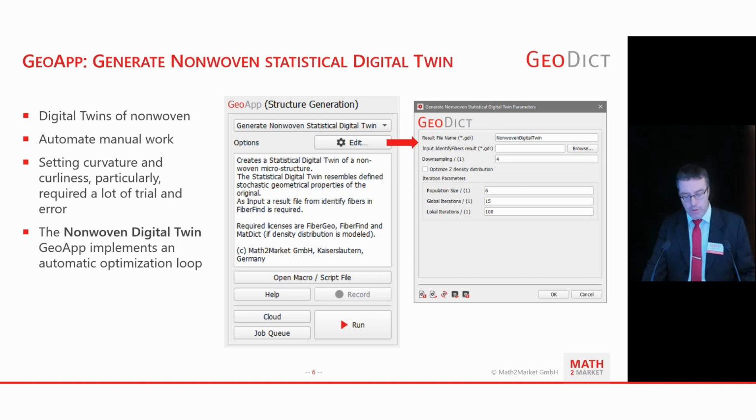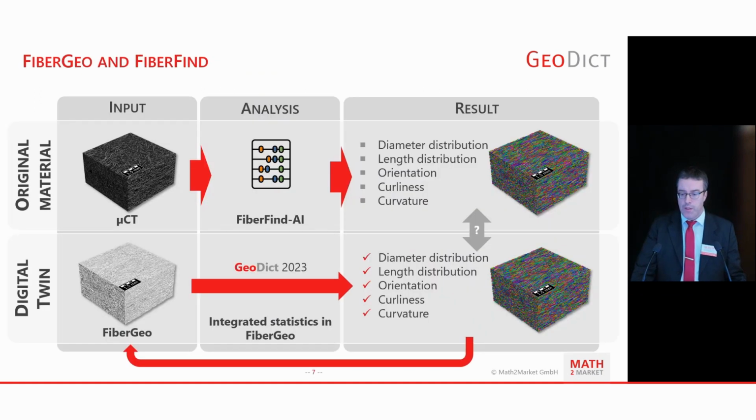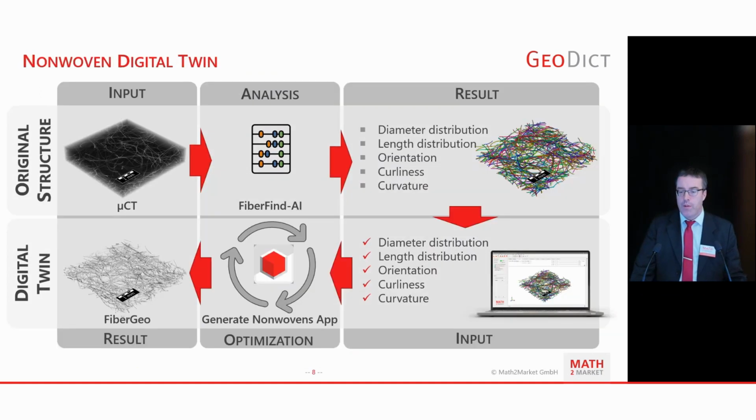But coming back to the GeoApp itself. In Geodict 2023, we have seen the slide already, we're making this parameter comparison easier when creating a fiber structure with FiberGeo. It displays the same statistics that could previously be obtained by FiberFind. So having the same parameters also enables optimization schemes.